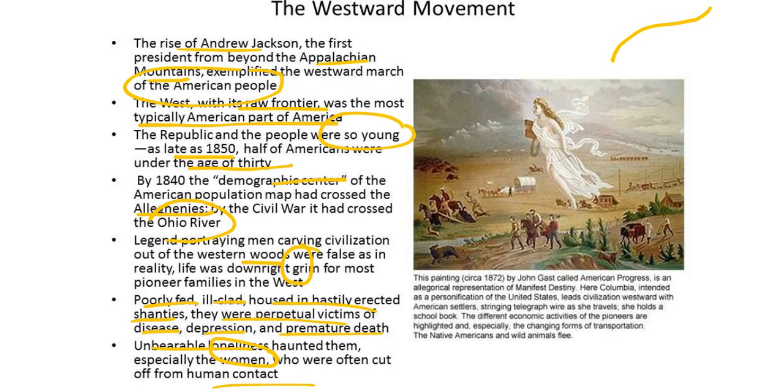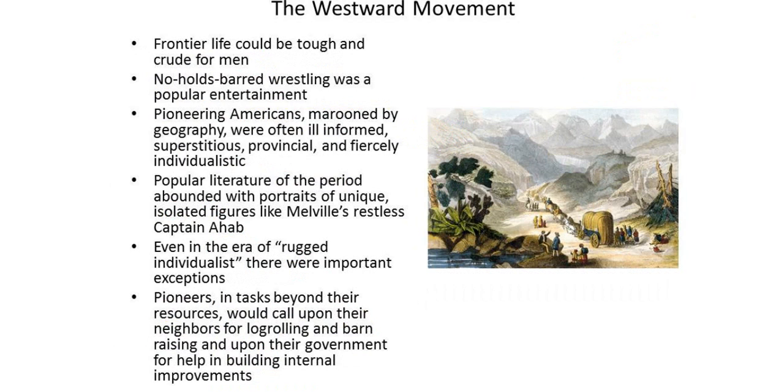We'll discuss this painting representing manifest destiny, called American Progress, in class. Frontier life could be tough and very crude for the men as well. There was a no-holds-barred wrestling sport that was popular entertainment. Pioneering Americans, who were quite often marooned by geography, were often ill-informed, very superstitious, very provincial, and fiercely individualistic.